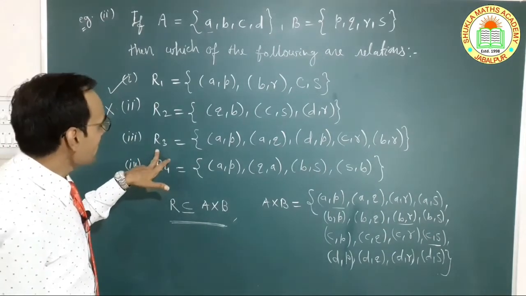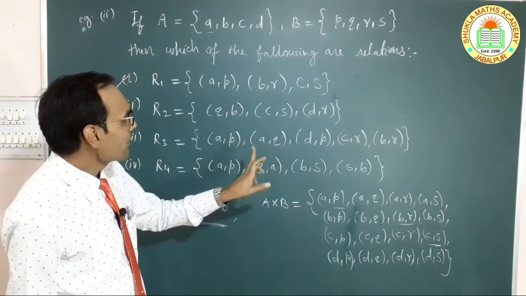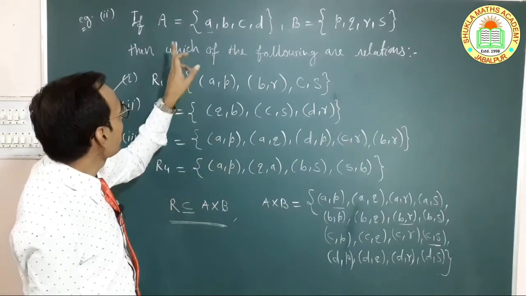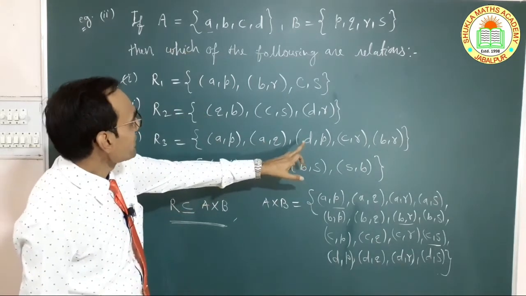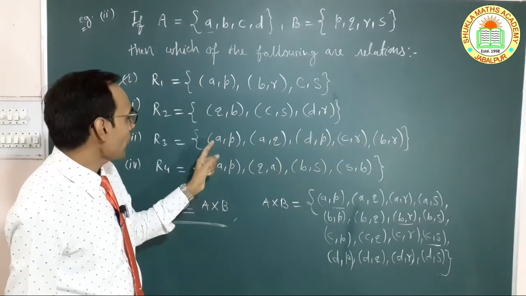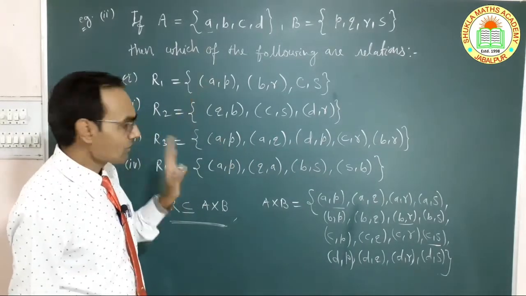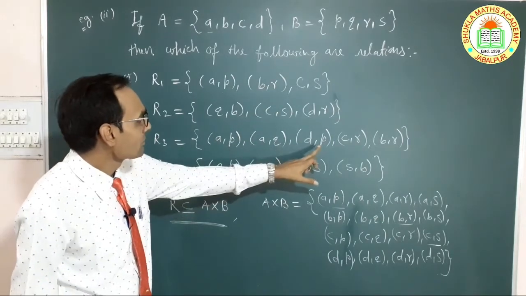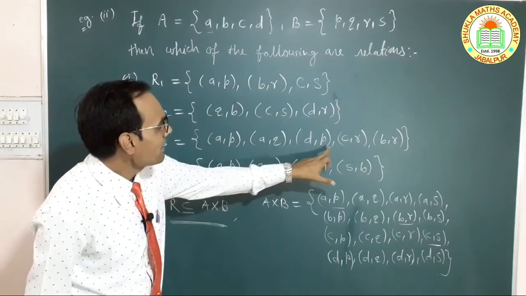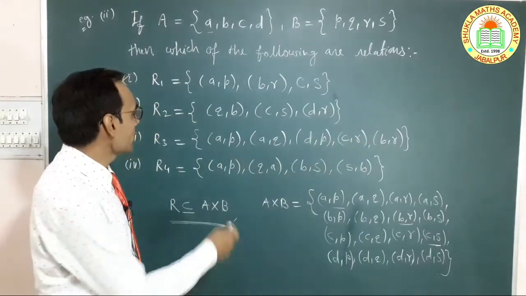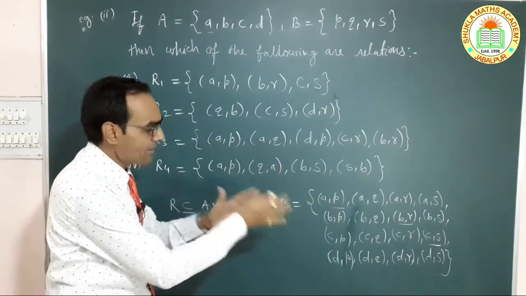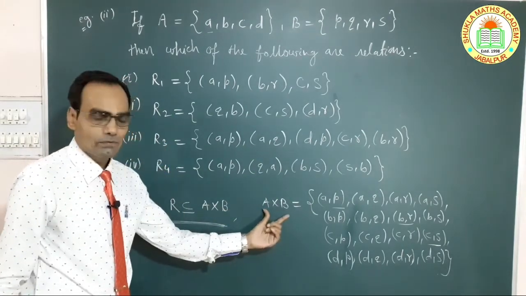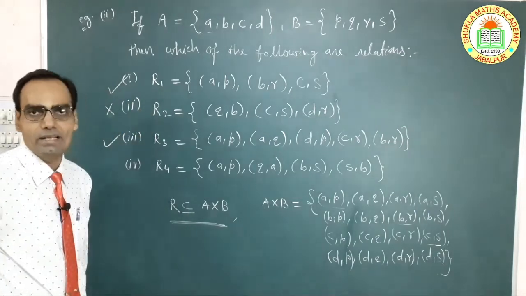Then the third one is R3. R3 is AP, AQ, DP, CR and BR. Now see that all the first elements are also elements of A, that is A, D, C and B. And the second elements are also elements of B, that is P, Q and R. So obviously all these elements are also present in the Cartesian product A cross B. You can check it. So R3 is a subset of A cross B, so R3 is a relation by the definition.